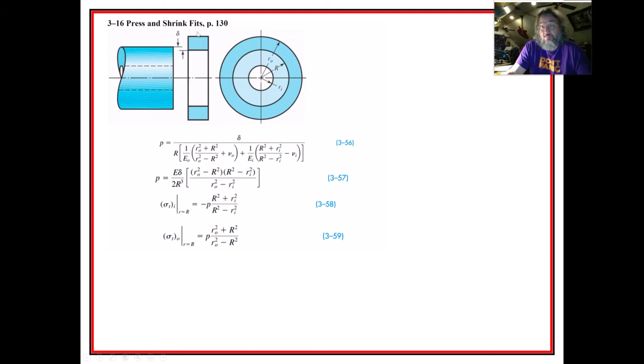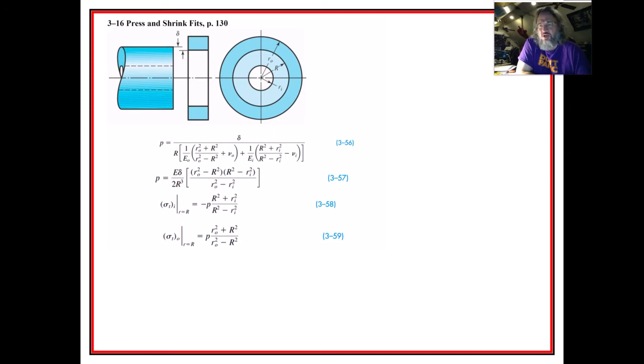But if you heat up the outer one, or if you cool down the inner one enough, there can be enough expansion of the outside one or contraction of the inner one, and you can get them to fit together. And then when they come back up to room temperature, they will now be fit together. And there's going to be some residual stress.